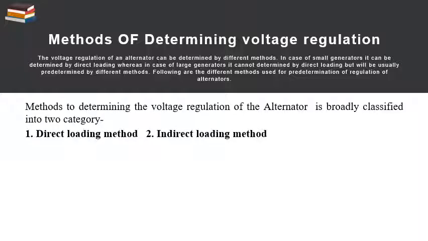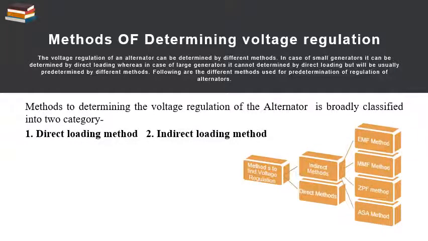Methods to determine the voltage regulation of the alternator are broadly classified into two categories. First one is called the direct loading method and second is called the indirect loading method.